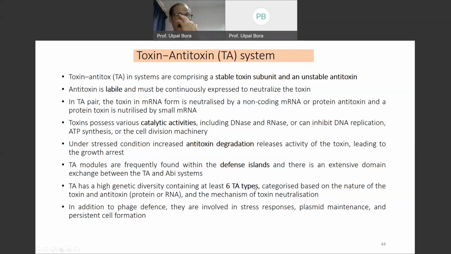The TA modules are frequently found within the defense islands, and there is an extensive domain exchange between the TA and ABI systems. TA has a high genetic diversity containing at least 6 TA types, categorized based on the nature of the toxin and the antitoxin, protein or RNA, and the mechanism of the toxin neutralization. In addition to the fast defense, they are involved in stress response, plasmid maintenance, and persister cell formation.